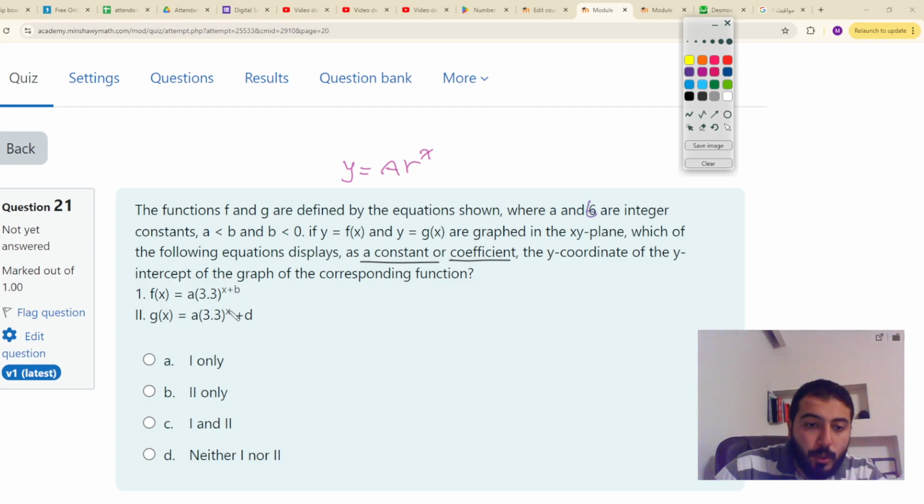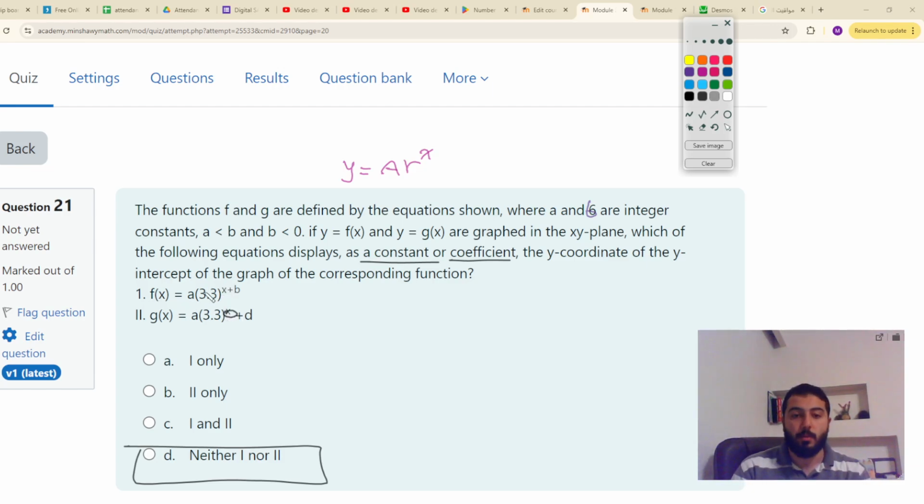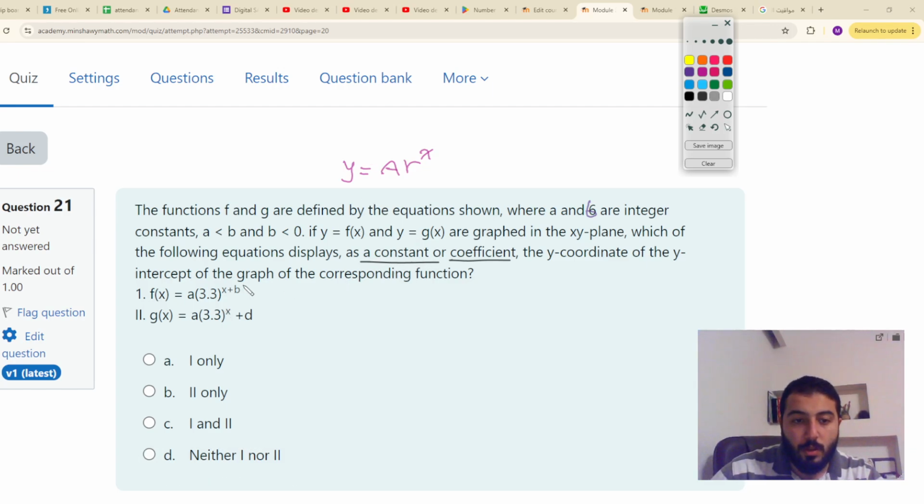Also, if you put here x equal to 0, that leaves us with a times 1 plus d. So the initial value is a plus d, not just a, not just d. So it is not there anywhere as a constant or coefficient, neither 1 nor 2. When you put x equal to 0, you just find the initial value without any adding, without any multiplying, without doing anything. You just find the initial value. So this is not any of those.